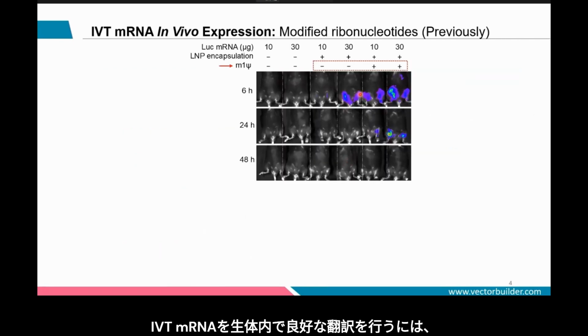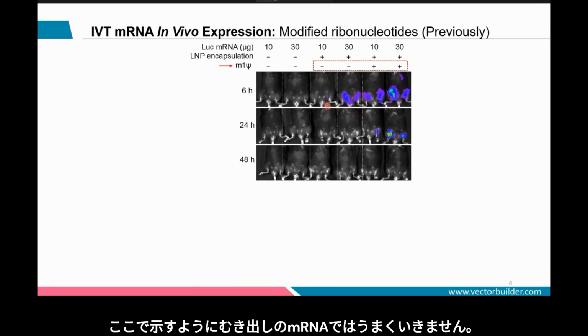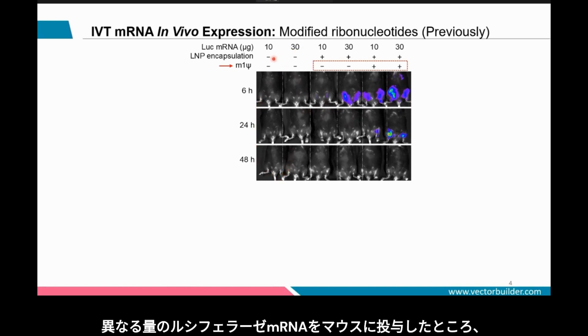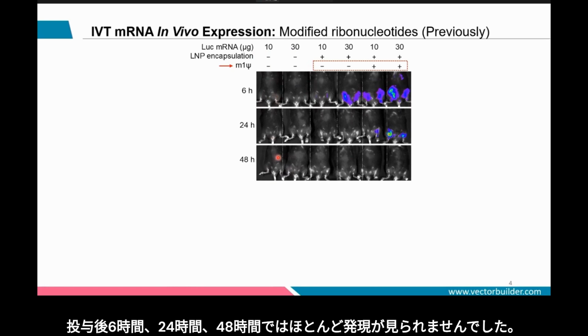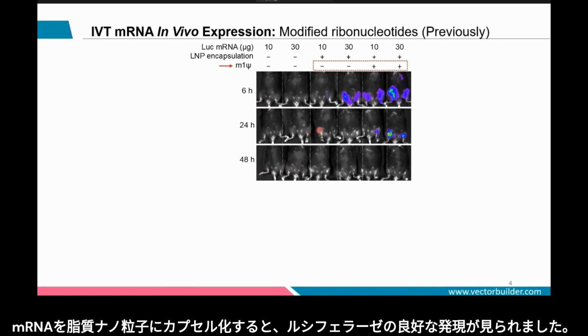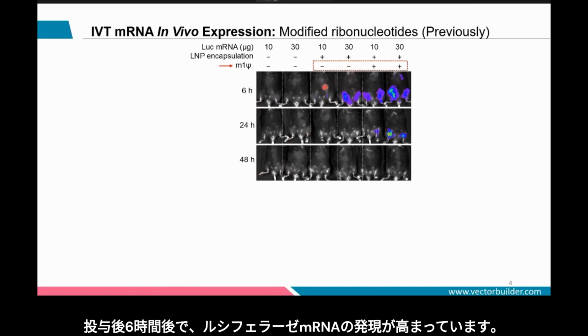To apply the IVT mRNA in vivo for good translation, using naked mRNA will not work. As we showed here, we injected different amounts of luciferase mRNA into mice, and you see barely any expression at all at 6 hours, 24 or 48 hours post-injection. Once we encapsulate the mRNA into lipid nanoparticles, we see good expression of luciferase 6 hours post-injection.